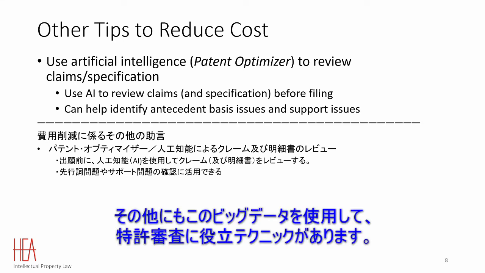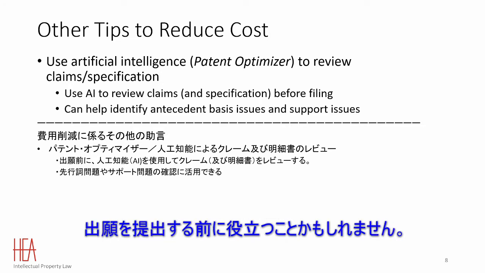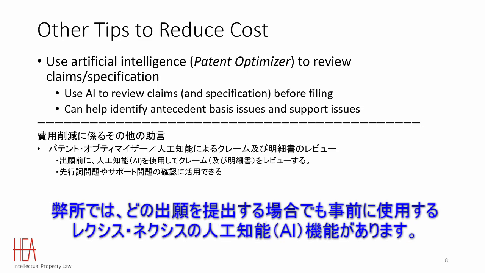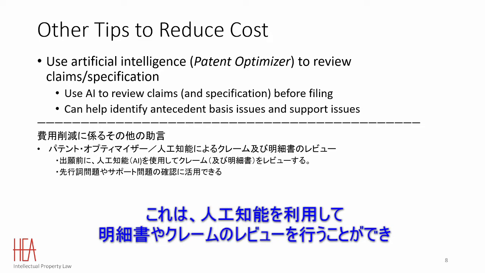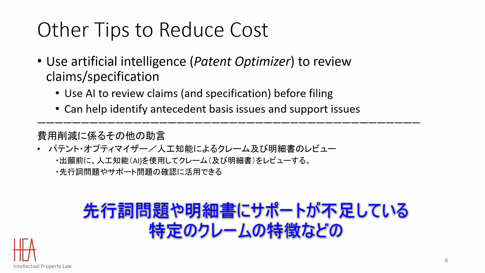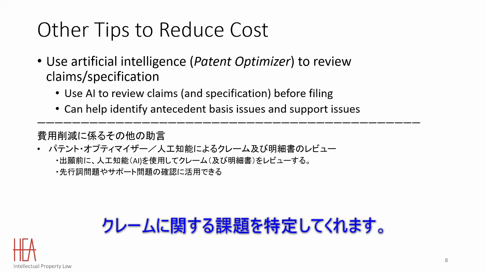The other big data technique that we can use to help us in patent prosecution, this is actually maybe before we file the application, there is an AI software from Lexis that we will use before we file any US application, and it's called Patent Optimizer. Basically it allows us to review the specification and claims using artificial intelligence, and it will identify issues in the claims, such as antecedent basis issues or a specific claim feature lacking support in the specification.